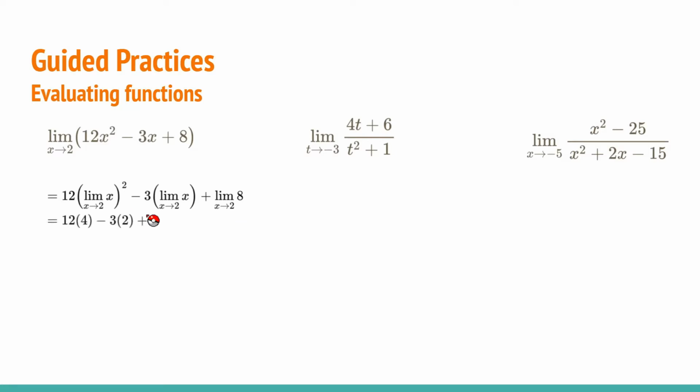So from there, we try to evaluate the limit of x squared as x approaches 2. That's basically 2 raised to the power of 2, so that's 2 times 2, which is 4. Next, the limit of x as x approaches 2 is again just 2. And lastly, for the limit of 8, you can just use the constant law to determine that the limit is 8. So 12 times 4 minus 3 times 2 plus 8 is 50.